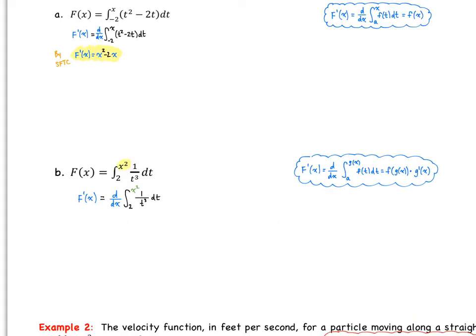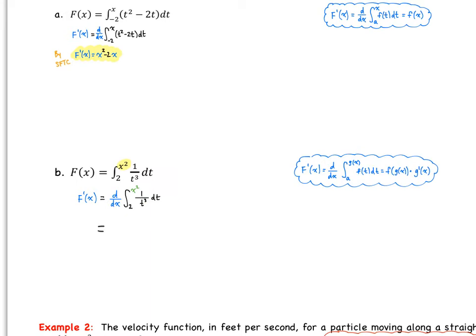In this second example, we should notice that f is equal to the integral from 2 to x squared. So how does that change it? Well, now our second limit is a function in terms of x, right? Not just x, it's x squared. So we have to remember the chain rule aspect of it. So when we take the derivative, we're taking the derivative of this integral.